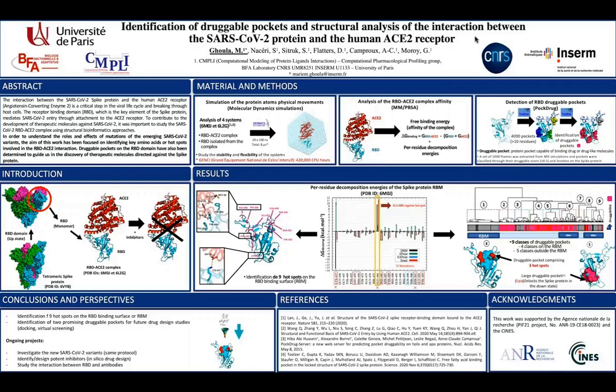So the main goals of this project are to identify key amino acids or hotspots involved in the RBD-ACE2 interaction, but also druggable pockets on the RBD domain to guide us in the discovery of inhibitors directed against the spike protein. So for this project and for feasibility, we decided to focus on the wild-type RBD and ACE2 complex, as it's a smaller system and can be easily studied.